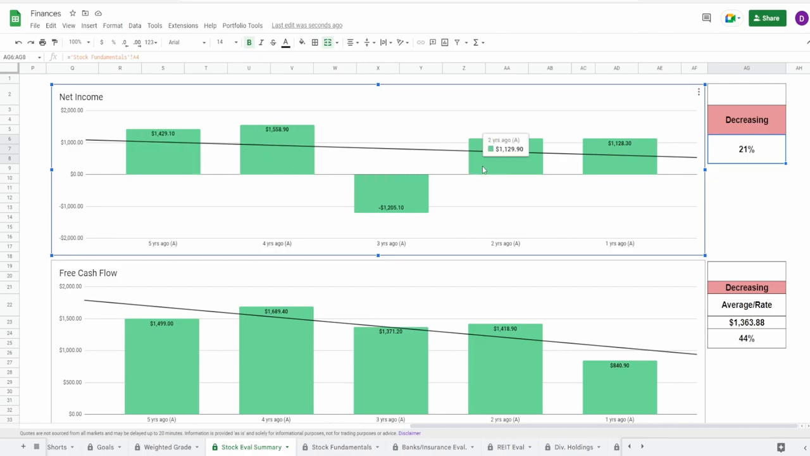From 4 to 2 to 1 year ago, pretty consistent decrease, not gonna lie at all. And you know, there really wasn't much of an increase from 5 to 4 years ago, so that's not good. Overall, I'm gonna have to give this a 20%.